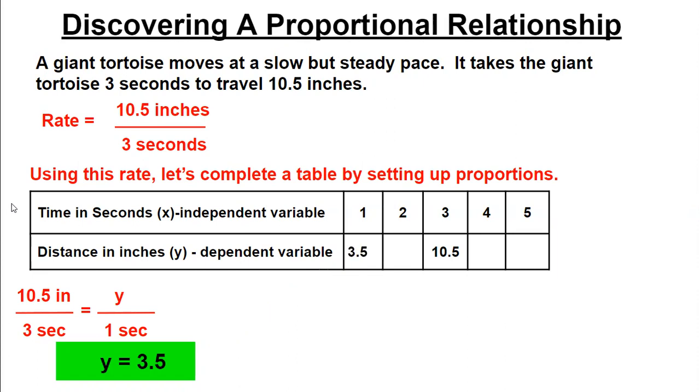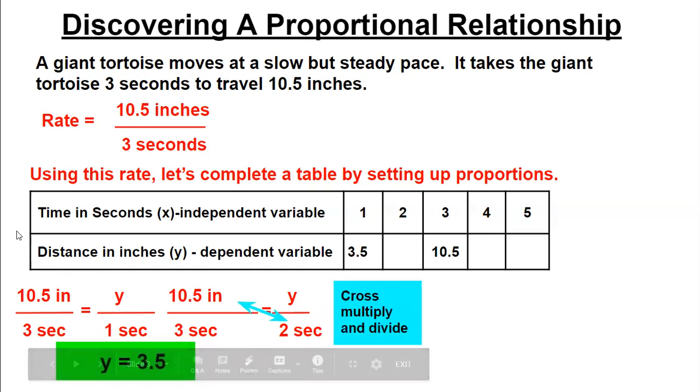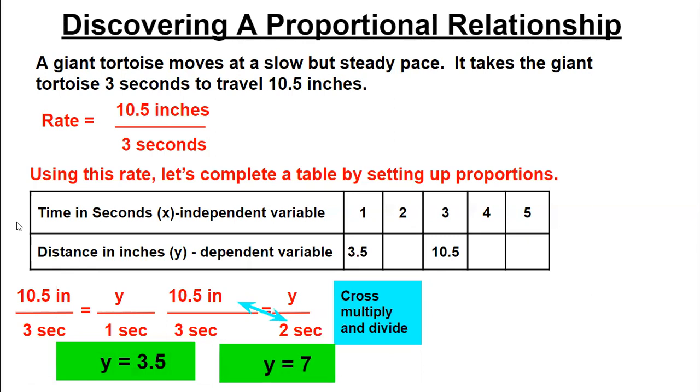Now we set up a new rate for the 2. 10.5 inches over 3 seconds. And notice how we're using the same rate every time. All we're changing is the amount of time. So 2 seconds is going to go on the bottom here. And we're doing the same thing. We're going to cross multiply and this time divide again by 3. So on your calculator, you do 10.5 times 2 equals, and then divided by 3. So y equals 7 inches. So the 7 is going to go in the 2 column.